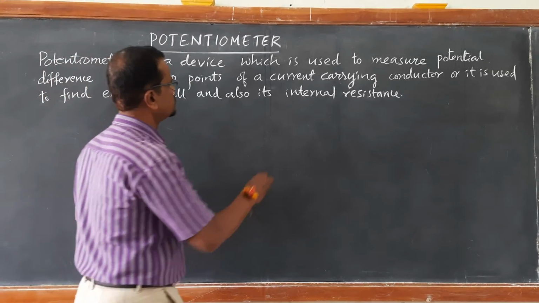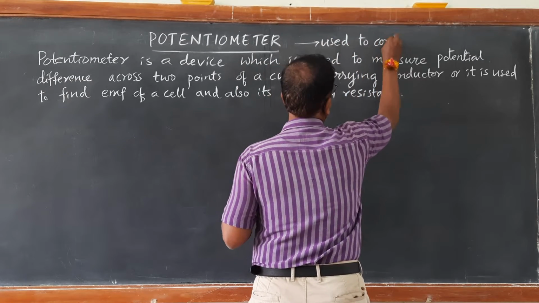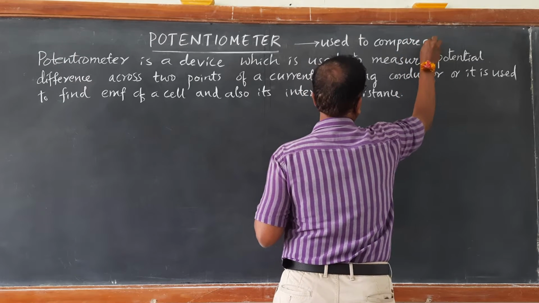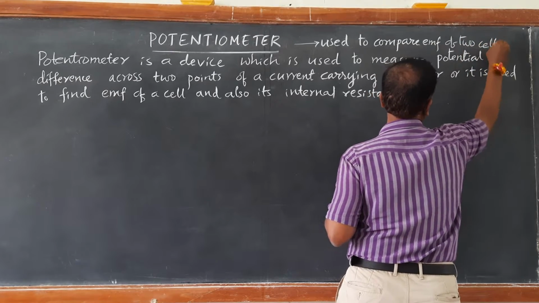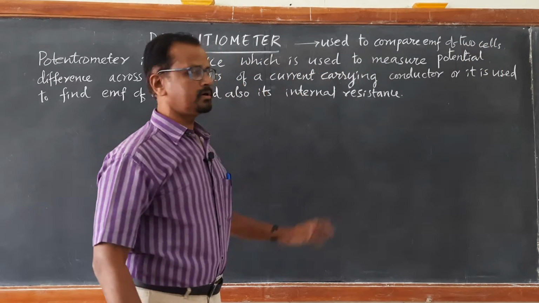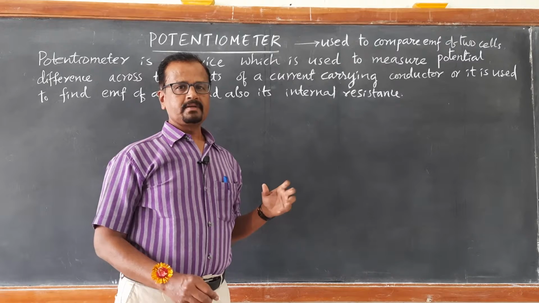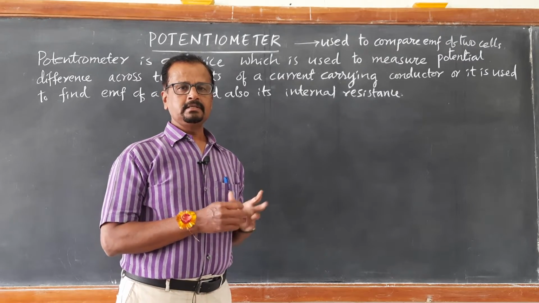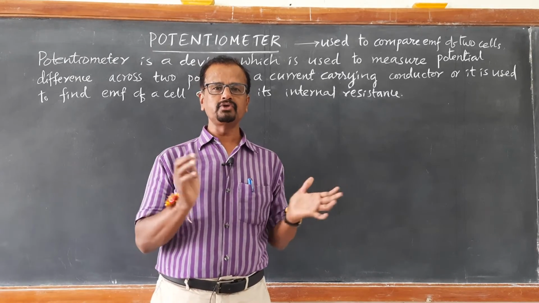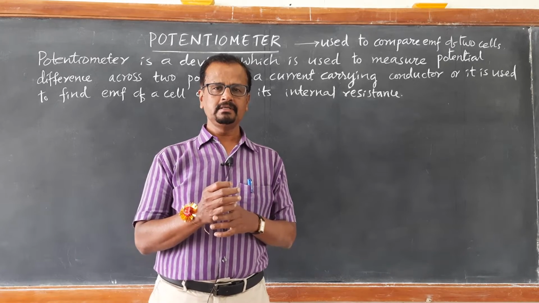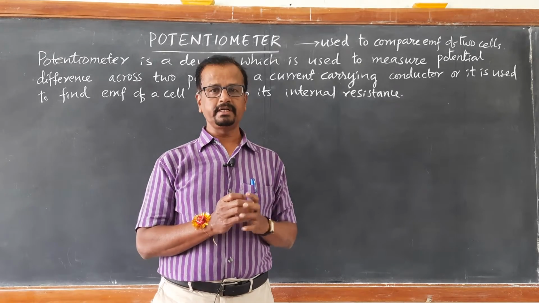The potentiometer is also used to compare the EMF of two primary cells. Since it does not draw any current from such cells, the measurement of potential difference or the measurement of the EMF using a potentiometer is of more accuracy than the usual voltmeter. How is it? We are going to study now.